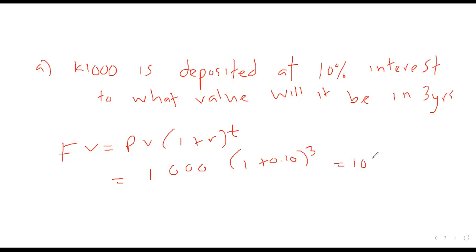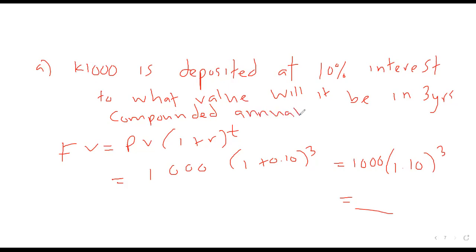So 1,000, 1.10. What are you getting to the power 3? Quickly. What are you getting? The final answer, it's 1,331. So this is compounded annually. 1,331. Okay.